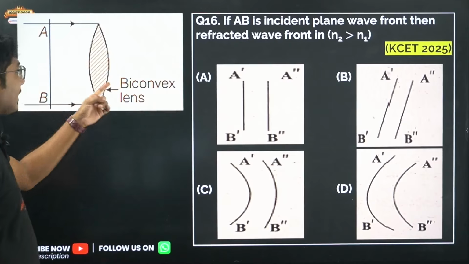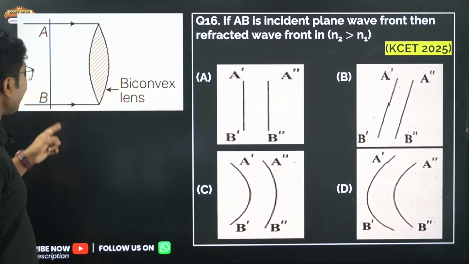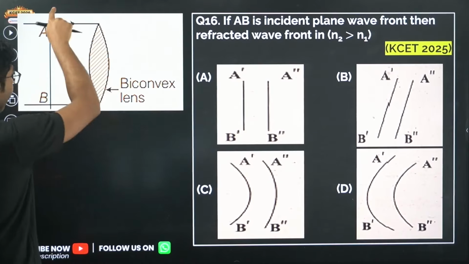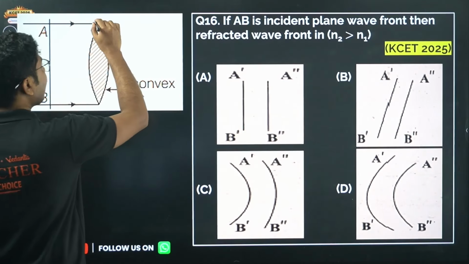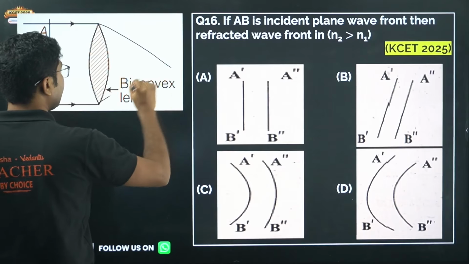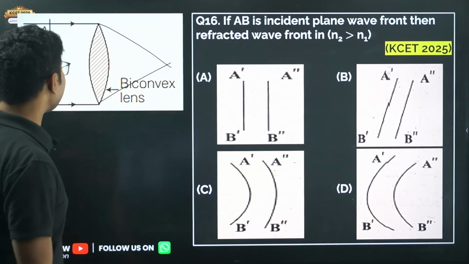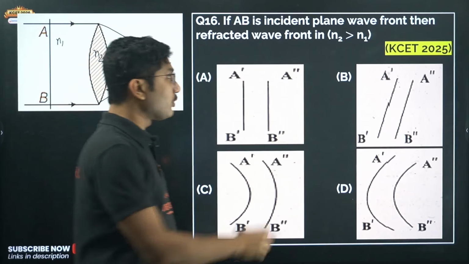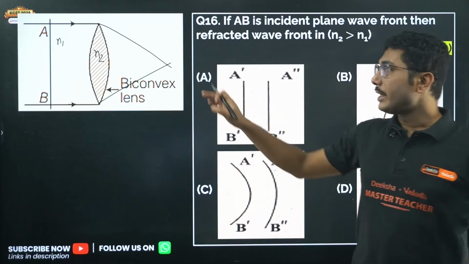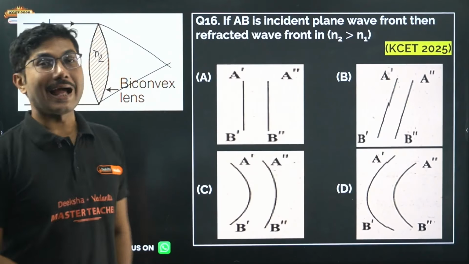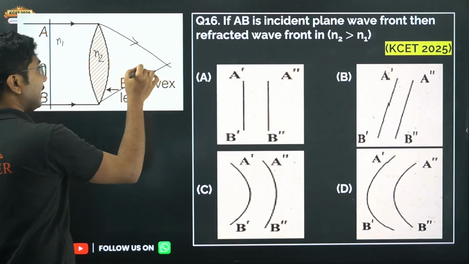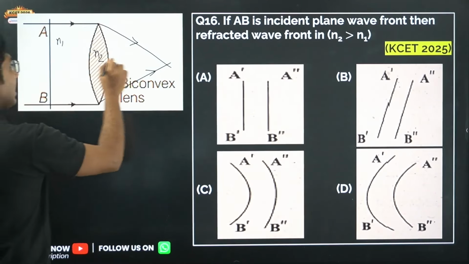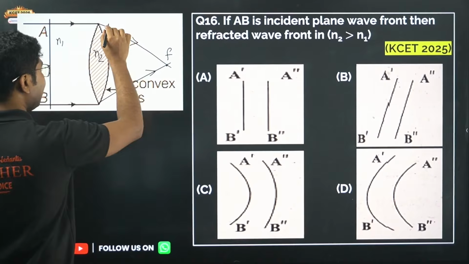So there is a biconvex lens which is given, and a plane wave front is incident on a convex lens. So when plane wavefront is incident on a convex lens, what happens? After refraction, they converge at this point. It is mentioned that n2 is greater than n1, so this is n1, this is n2. If it is opposite of that, n1 is greater than n2, then it would have been diverging. But because n2 is greater than n1, that means it's a converging lens. So converging lens means the rays will converge at the focal length.